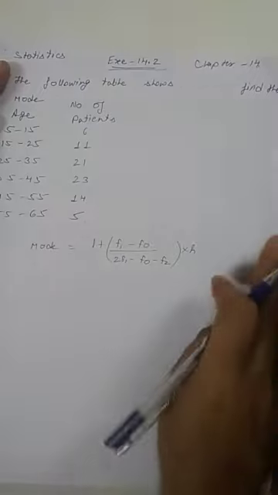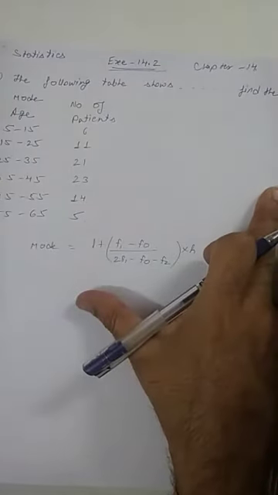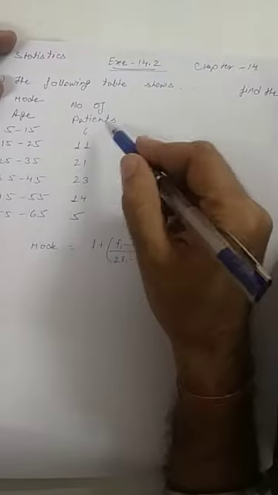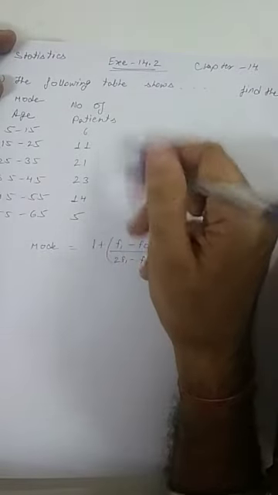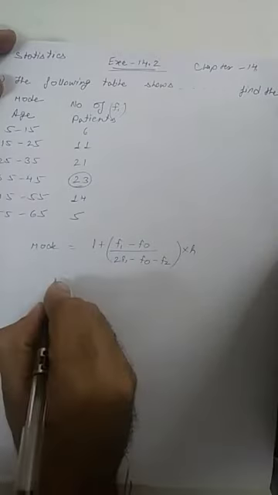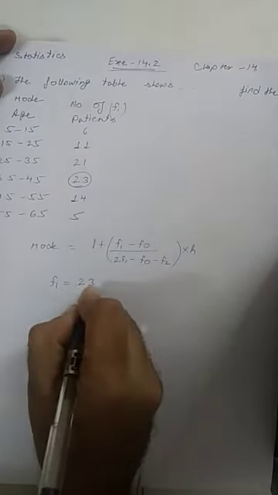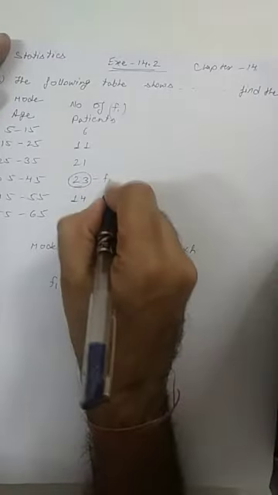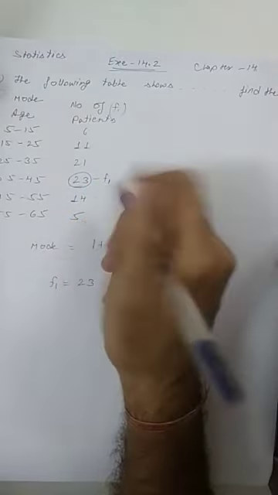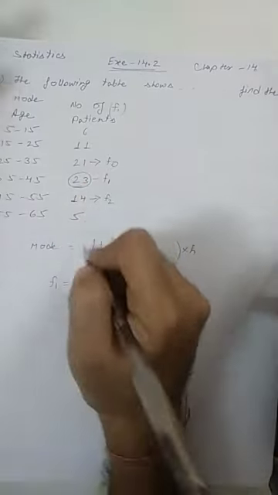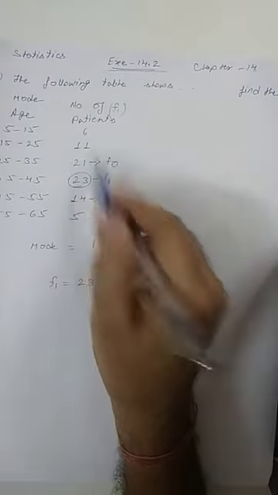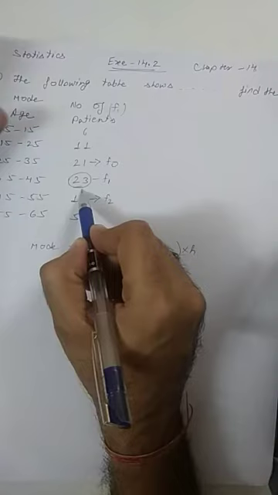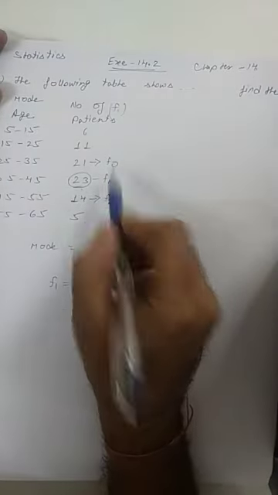So how do we decide which one is H, F1 and F0? That is very simple. We check the frequency column and find the greatest number. The maximum number is 23, so F1 equals 23. The one just before F1 is F0, and the one after F1 is F2. Understood? We just find the maximum number in the frequency, so this one is F1, this one is F0, and this one is F2.